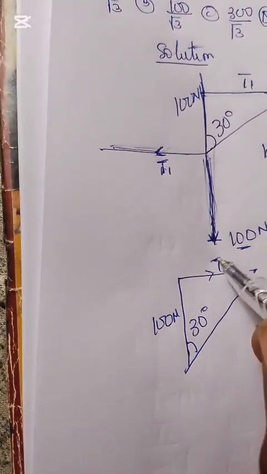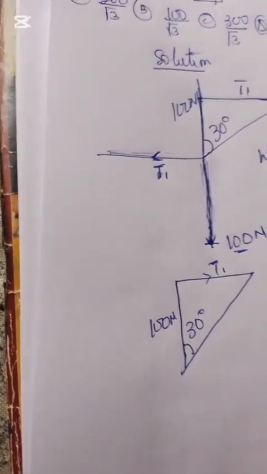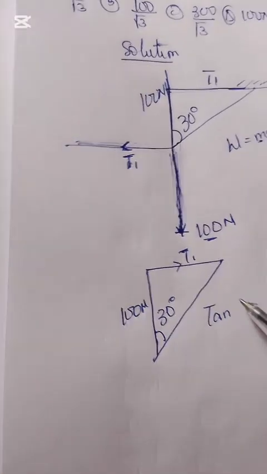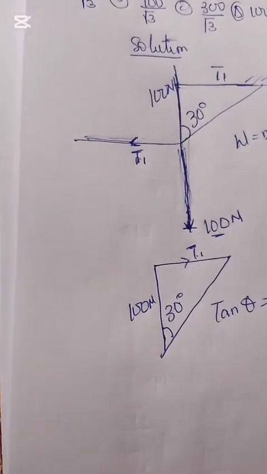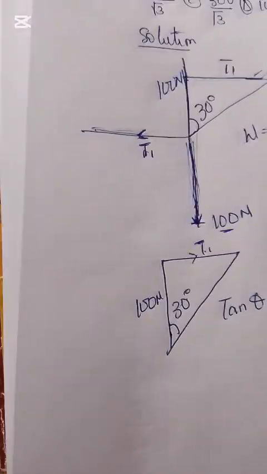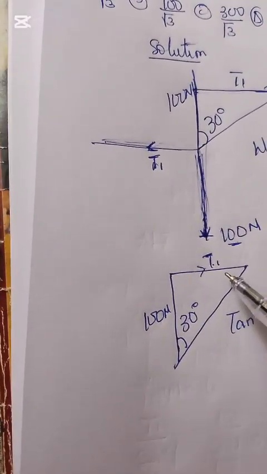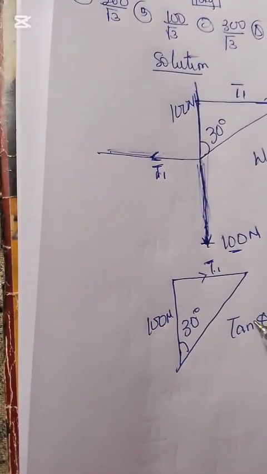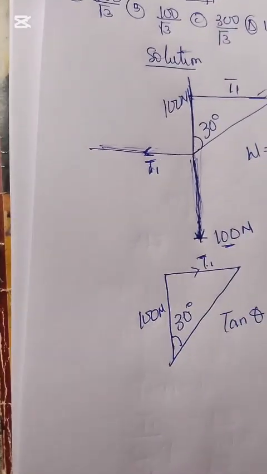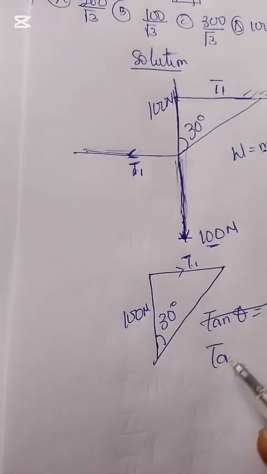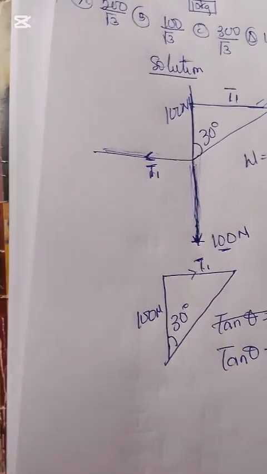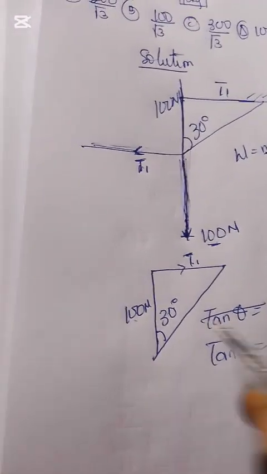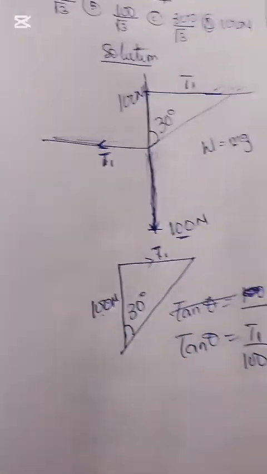So from what we have here, we only have opposite and adjacent. So I can use tan theta is equal to, what is the opposite of 30 degree? Sorry, not 100. Tan theta is equal to T1 over 100 because the opposite is T1 and the adjacent is 100.